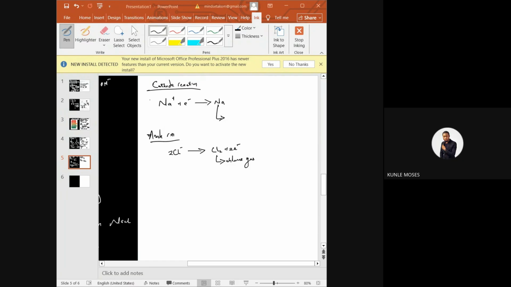Electrochemical or reactivity series, the position of ions. The first diagram I gave to you. Number 2, concentration of ions.